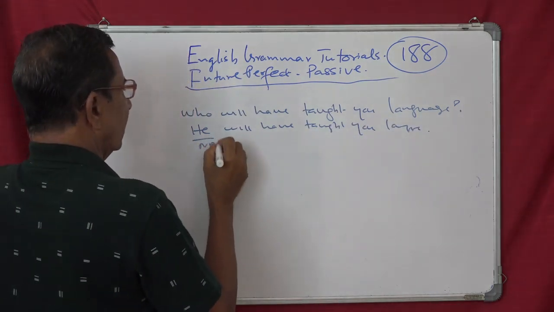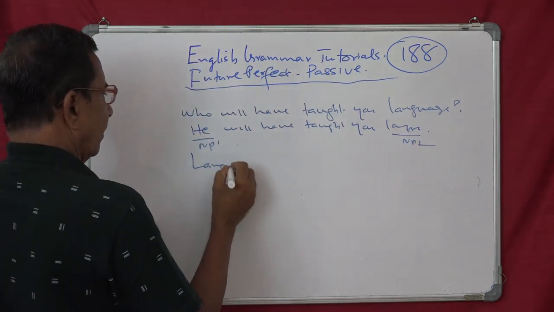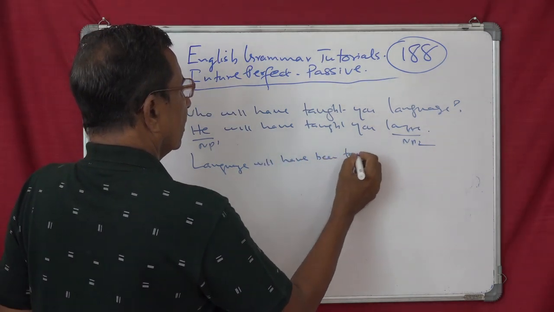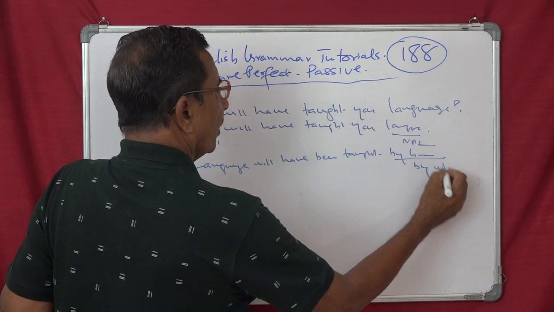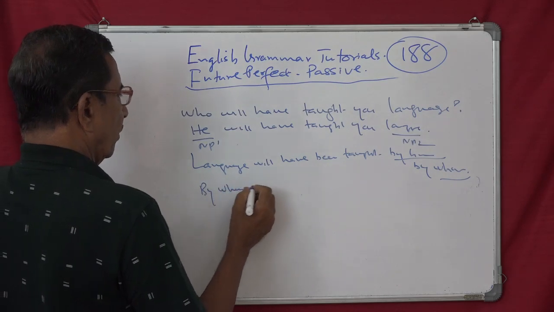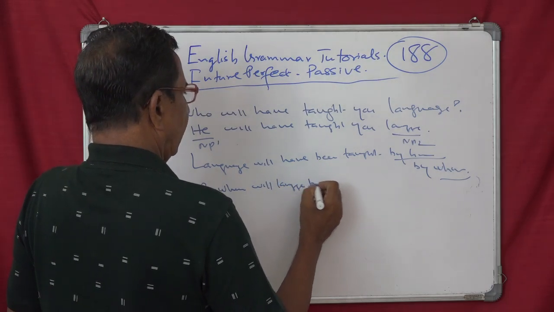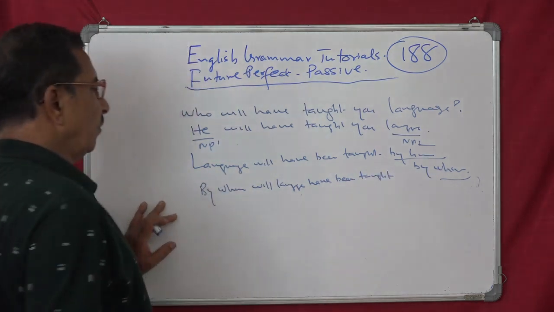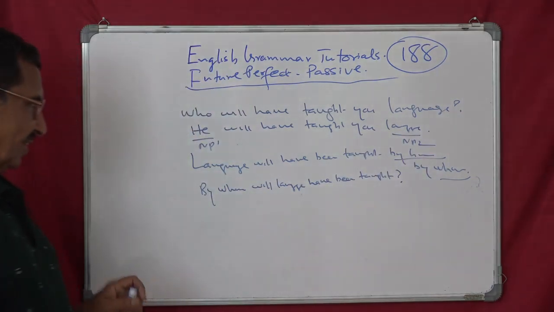Now this is NP1, this is NP2. And so language will have been taught by him. By him means by whom? So the question word is brought here. By whom will language have been taught? Question mark. That is all.